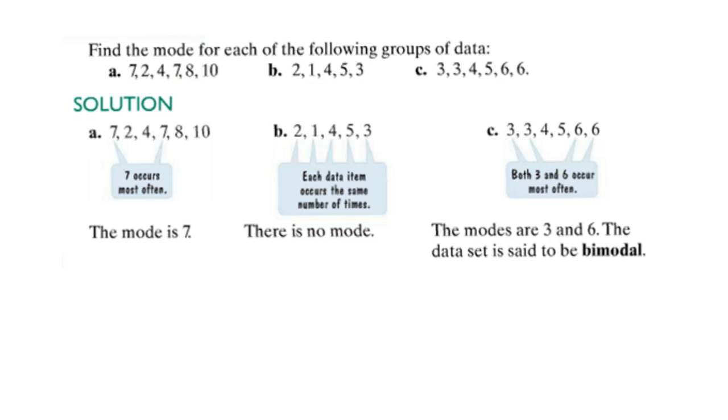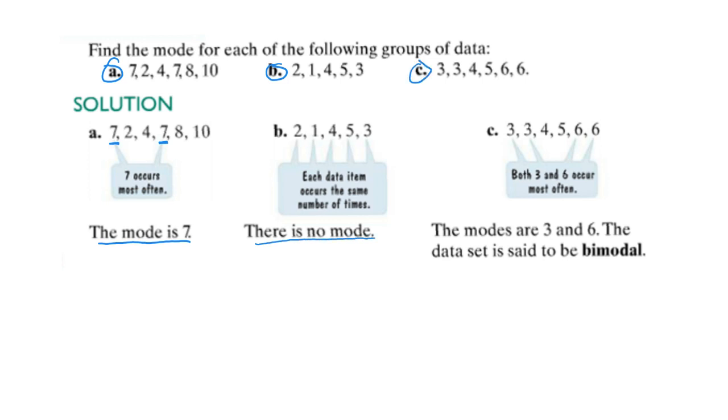So the first data set A has 7, 2, 4, 7, 8, 10. For the mode, we're looking for the number that has the highest frequency. So in this case here, I see that a 7 is repeated. None of the other numbers are repeated, so the mode is 7, the number that occurs most often. For part B, we have 2, 1, 4, 5, 3. So there are no repeated or higher frequency numbers, so this is considered no mode.